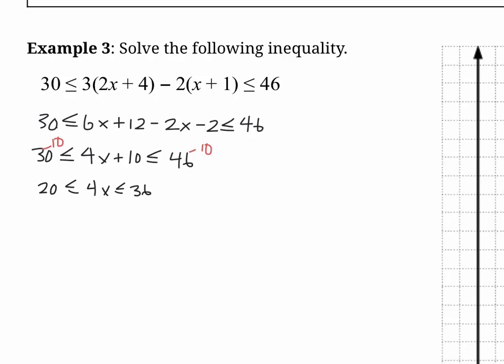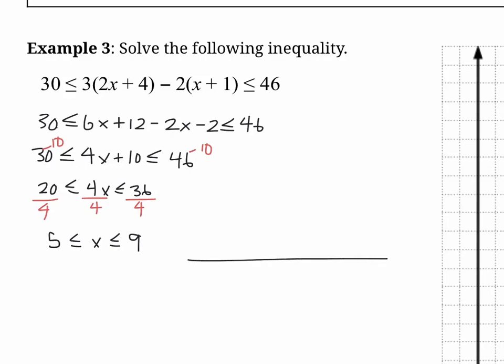And now we're ready to divide by 4. We're going to divide by 4 on both sides here. We don't need to change the sign because we're dividing by a positive number. And we have 5 is less than or equal to x is less than or equal to 9, which is exactly what we proved graphically.